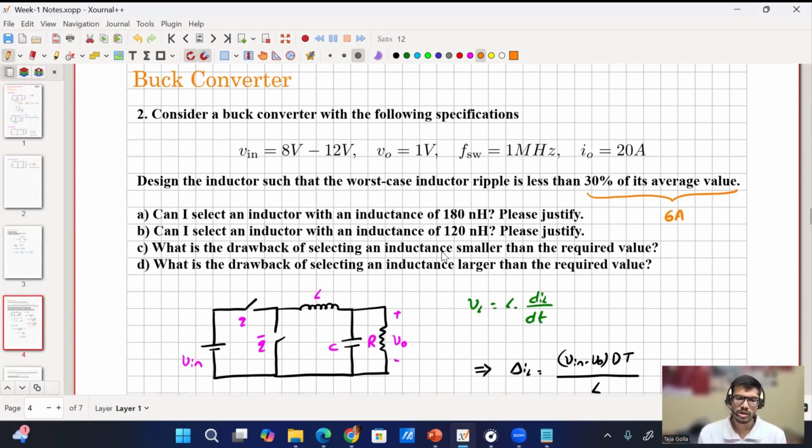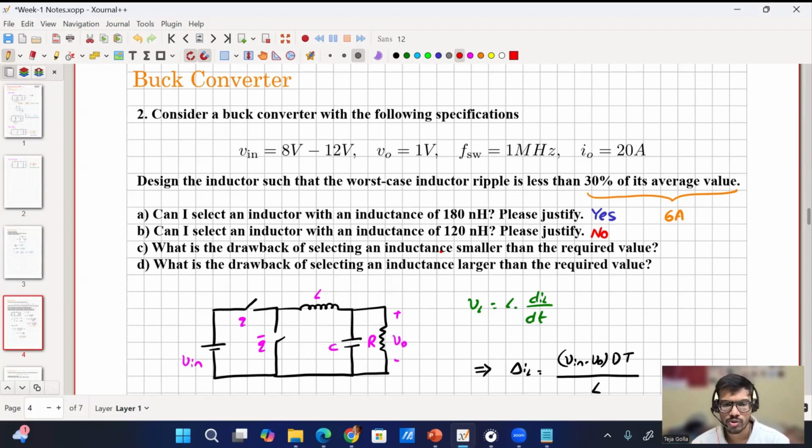So can I select an inductor of 180 nanohenry? The minimum value is 152 nanohenry, so can I choose 180 nanohenry? Yes, we can choose 180 nanohenry. Can we choose 120 nanohenry? No, because for some input voltage, my inductor current ripple will not be less than 30%. It will exceed 6 amperes. So we cannot use 120 nanohenry.